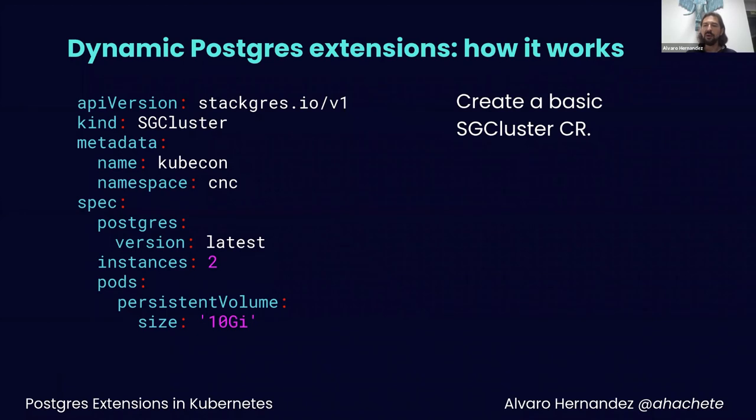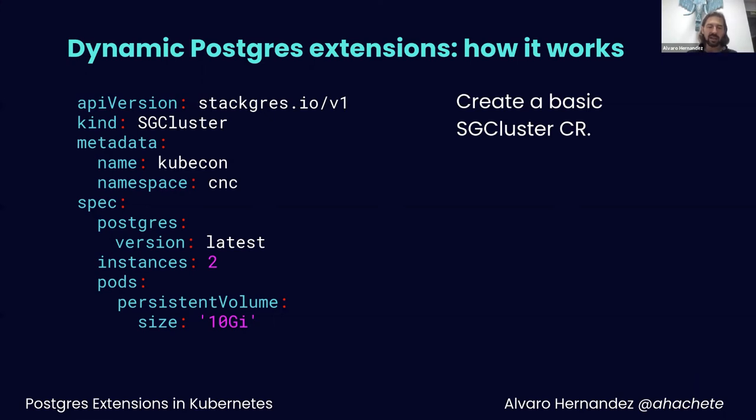So let's see how it really works with a real code example. This is the minimal SGCluster that you may need in Postgres to create a cluster with two pods for the latest Postgres version, 10 gigabytes disk storage for each node. And this will also include connection pooling and Envoy proxy for proxying Postgres traffic and a few high availability, a few other bells and whistles. Okay, so this is a basic cluster CR that you may want to create.